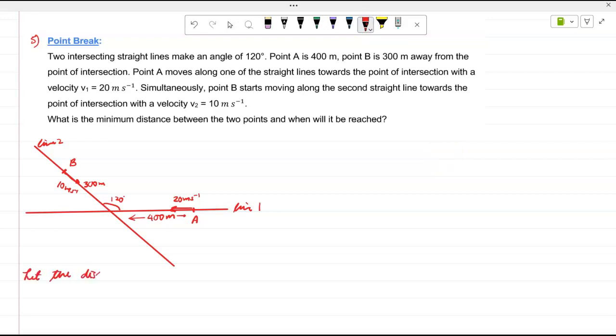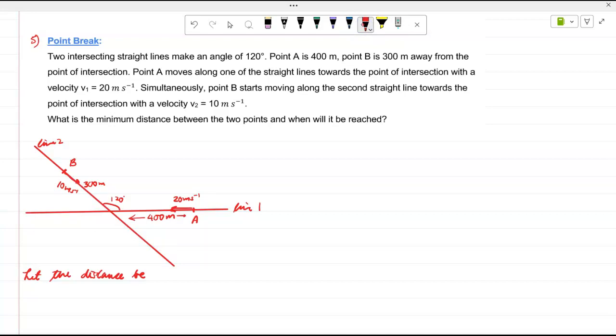Won't the minimum distance be when A goes to the point of intersection? No, what will happen is, when A crosses the point of intersection, it is moving faster. They may not meet at the point of intersection. They don't stop, they continue. So we consider the minimum distance.